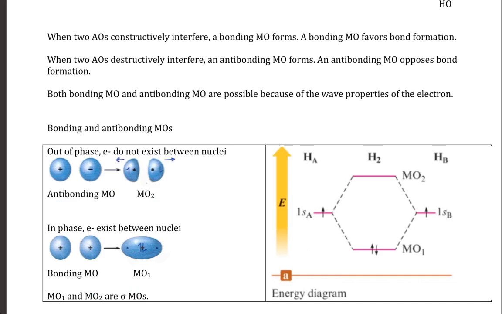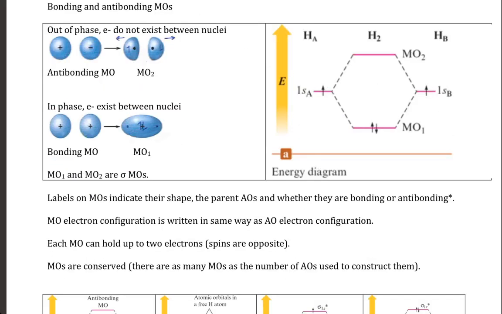When two atomic orbitals constructively interfere, a bonding MO results. A bonding MO favors bond formation. When two atomic orbitals destructively interfere, trough to crest, we get what we call an anti-bonding molecular orbital. An anti-bonding MO opposes bond formation. Both bonding MOs and anti-bonding MOs are possible because of the wave properties of the electron. Okay, so I try to show that with these pictures here.